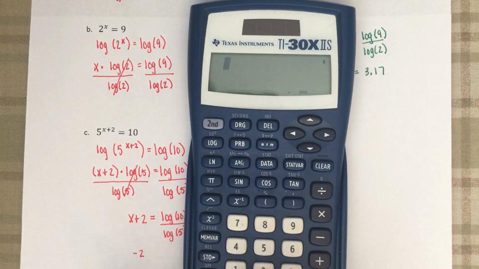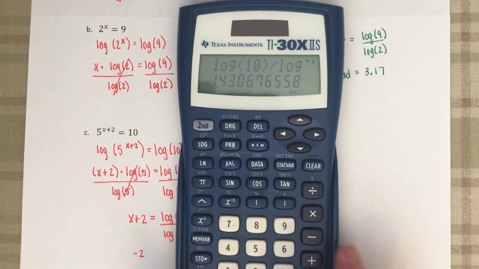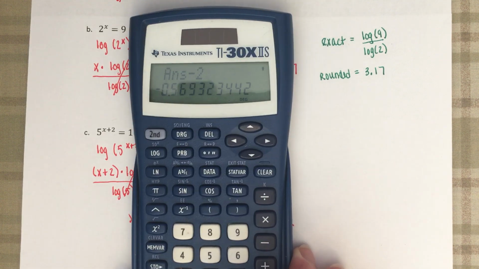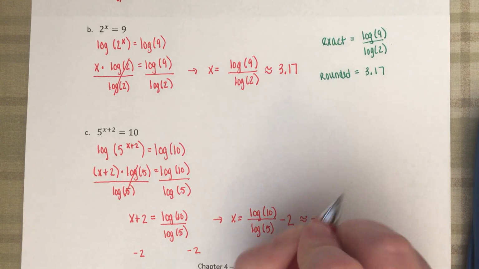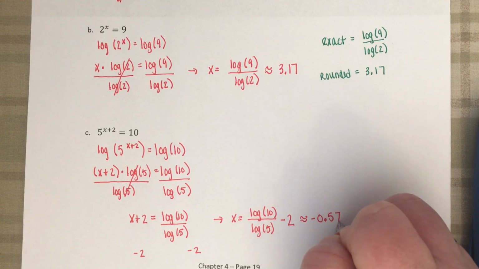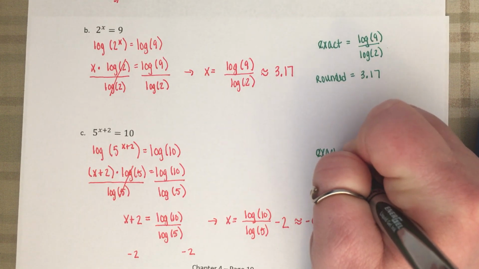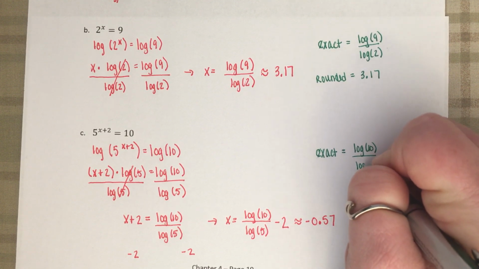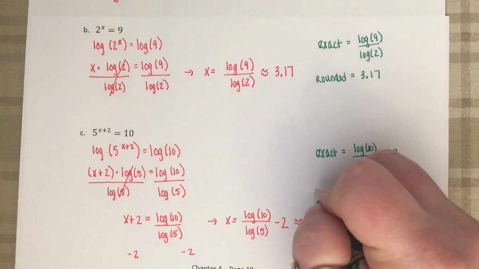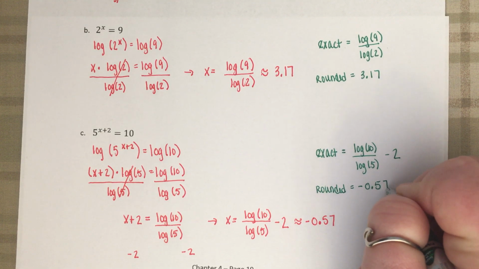So when we plug this into our calculator, we're going to take the log of 10 divided by the log of 5. We're going to go ahead and equal that out to get a decimal, and then we're going to subtract 2. We get negative 0.569, so that's going to round off to approximately negative 0.57. So here our exact answer is going to be our expression using our logarithms, so log of 10 divided by log of 5 minus 2. And then our rounded approximation is negative 0.57.